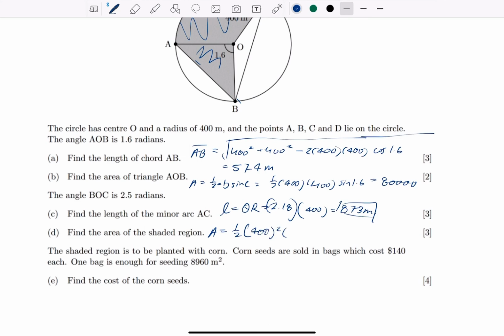And we know our theta for this, at least for the arc, for the sector, is 2.18, and we're going to add that to what we found in B, which is 80K. And if we do that, at least for me, I got 254,400.